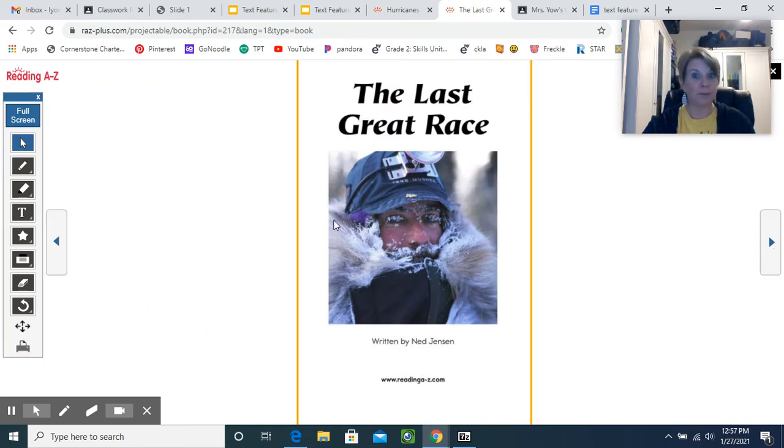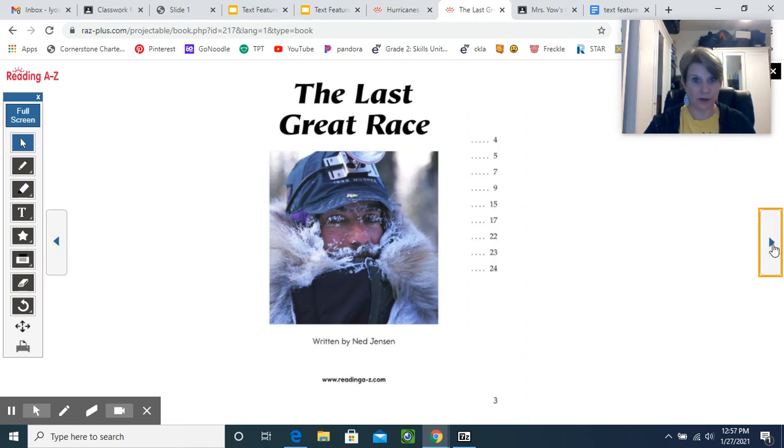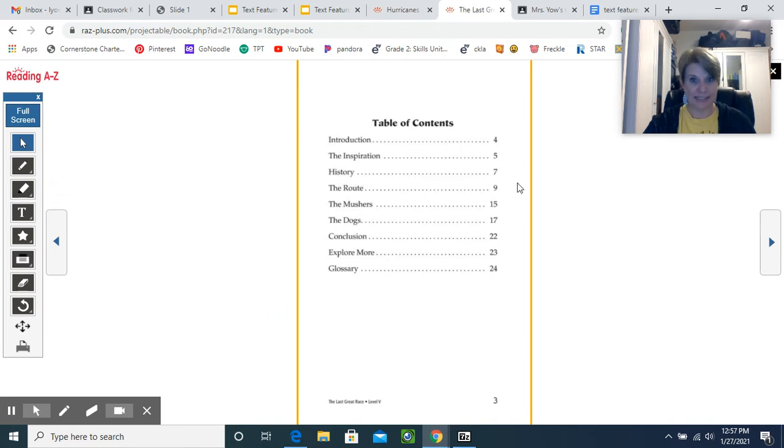All right, so remember, this is the title page. That's a text feature, and it's going to tell you the title of the book and the author and if there's an illustrator. This is a table of contents, so I can look to see what page I want to find information on. So if I didn't have time to read the whole story and I just wanted to learn about mushers, I could turn to page 15.